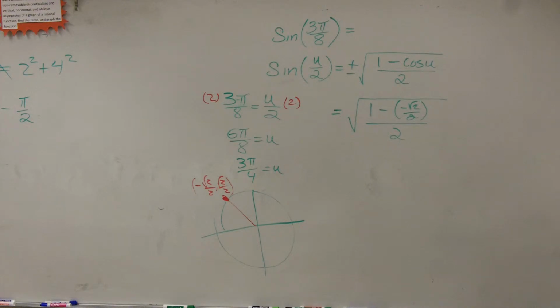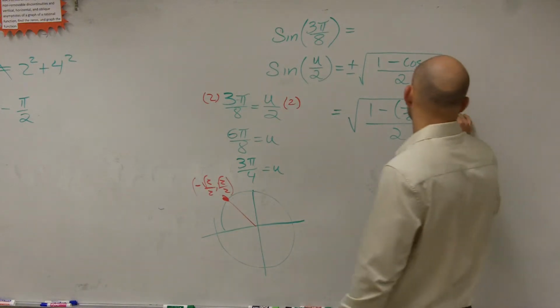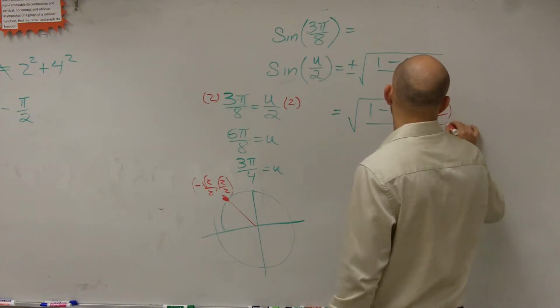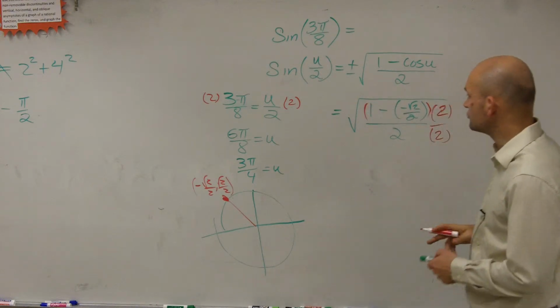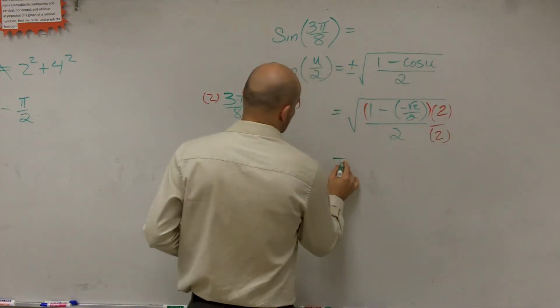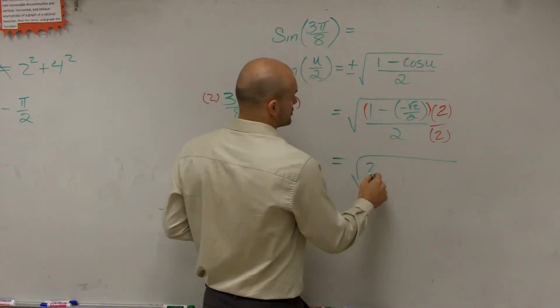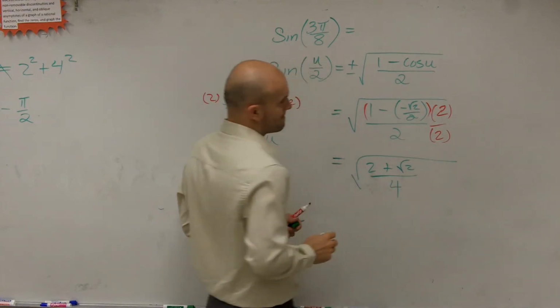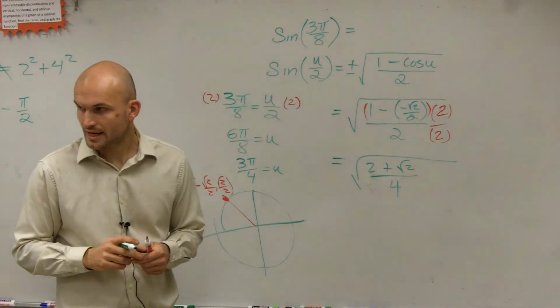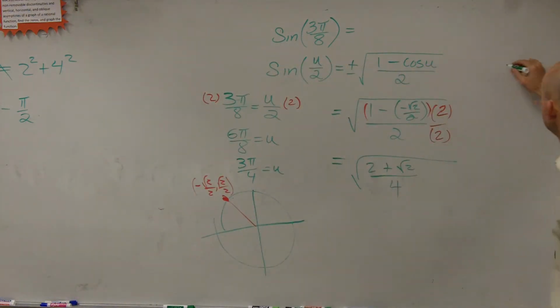All right? Then what we've learned is to simplify this, to get the 2 off the bottom, we need to multiply by 2 over 2. And then applying the distributive property in the numerator, we now obtain a new expression, which equals 2 plus the square root of 2 over 4. Got it? And if you guys remember, the square root of a over b is equal to the square root of a divided by the square root of b.